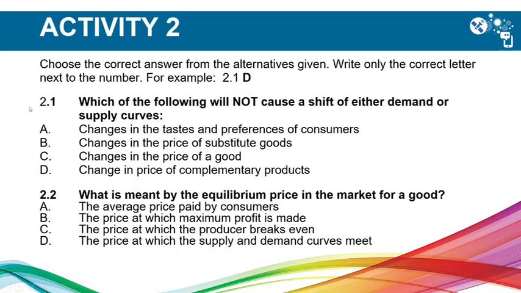Right, now we're moving on to activity 2, and here we're looking at some multiple choice questions based on demand and supply. Choose the correct answer from the alternatives given. Write only the correct letter next to the number, for example, 2.1 D. There'll always be 4 options given to you.